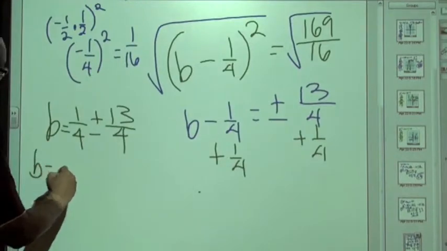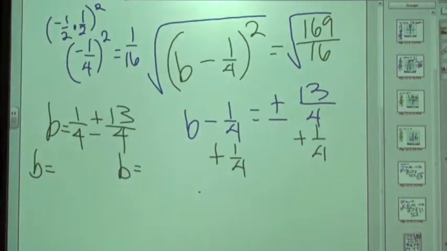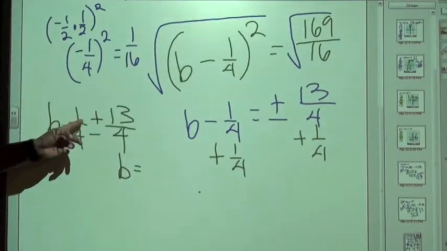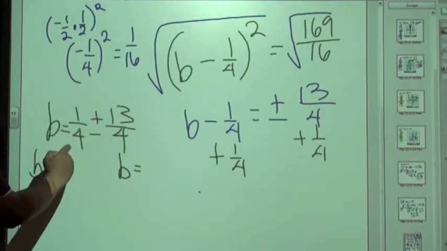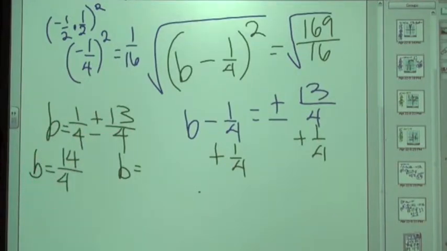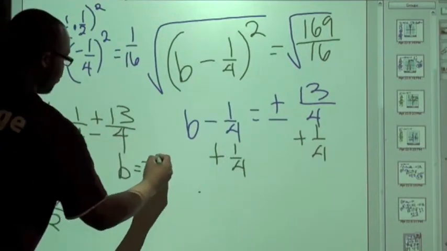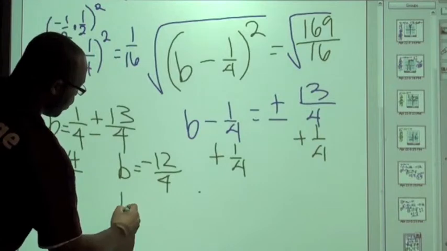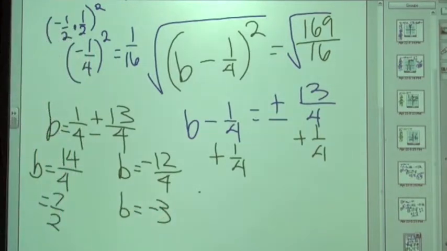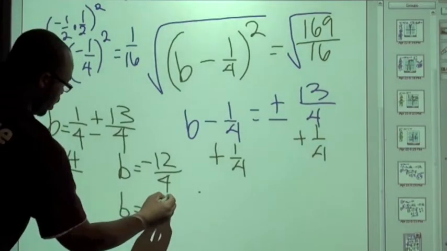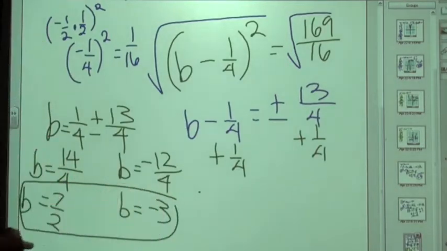Now I can do the math and find my roots, my zeros, or my solutions. 1/4 plus 13/4 is 14/4, which can be reduced to 7/2. 1/4 minus 13/4 is going to give me a negative 12/4, which can be reduced to negative 3. And so here are my two roots, 7/2 and negative 3. Wish you luck on your quiz.